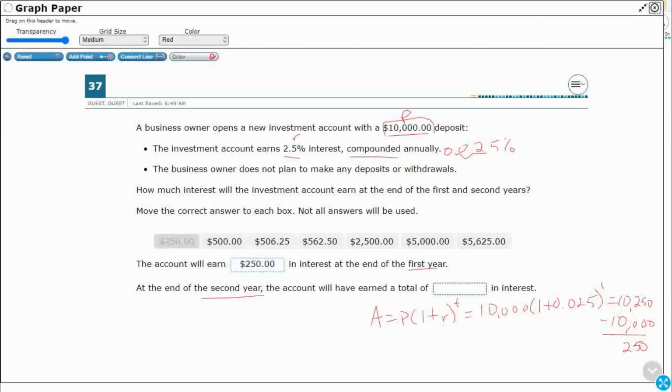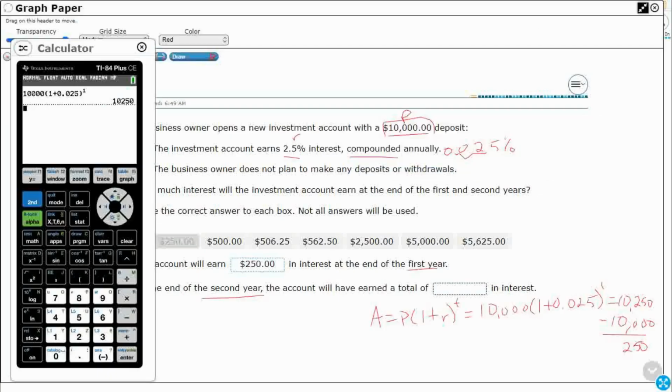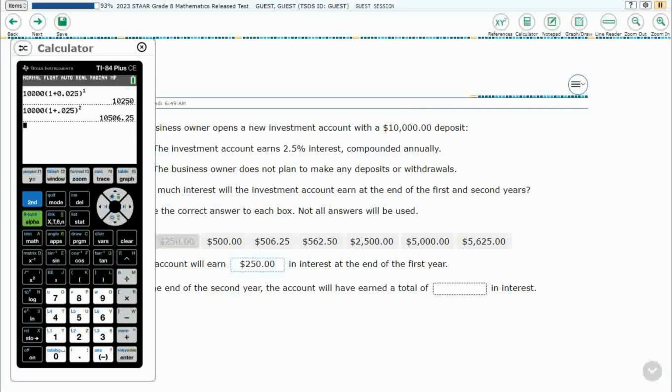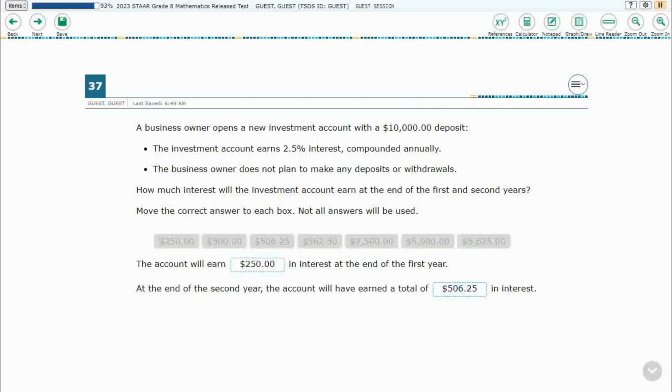All right, now let's go ahead and get our calculator back open. We're going to do the same thing, except we're going to switch that out for a 2 because we want to see what happens at the end of the second year. So I'm going to do 10,000 times 1 plus 0.025, and then we're going to take it to the second power, or we can just square it. Now I've got 10,506.25. Once again, we need to take away that 10,000. Cross off those first 2 digits. I've got 506.25. So that is my interest at the end of year 2.